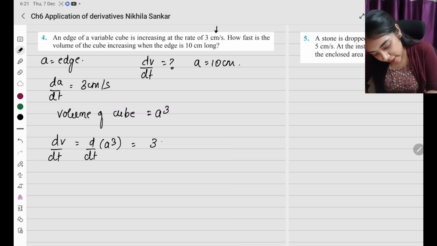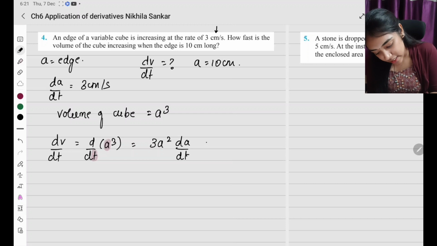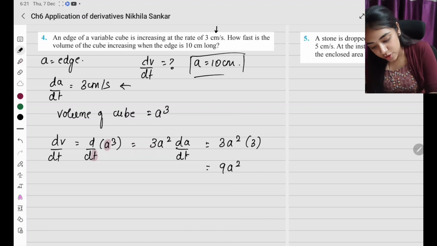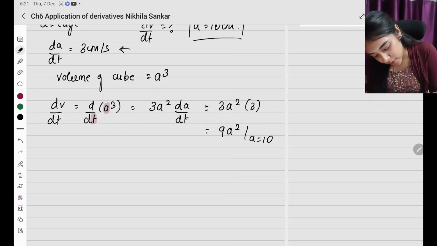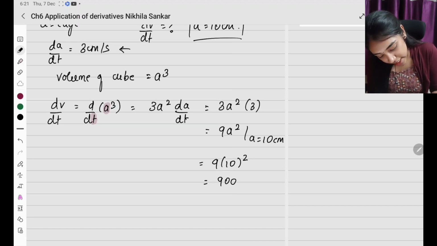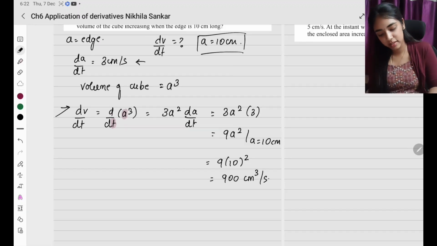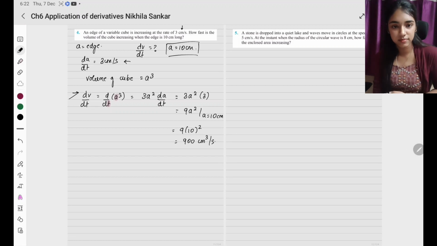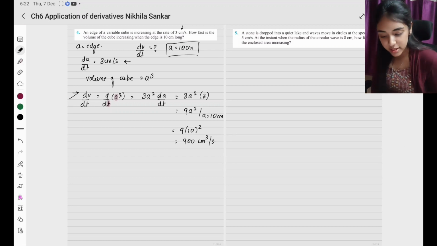So when I differentiate, I have 3a square, but my variable of differentiation is t and the variable inside is a. So differentiate a also. So dA by dt is going to be, substituting what's given in the question, 3 centimeter per second. So 3a square times 3, which is going to be 9a square. And they have also given the value of a, which is 10 centimeters. So substituting a equals 10 centimeters, it is 9 times 10 square, which is 900. And we are talking about the rate of change of volume, which is going to be centimeter cube per second. Okay, the units are in the question itself. So rate of change of volume is going to be 900 centimeter cube per second.